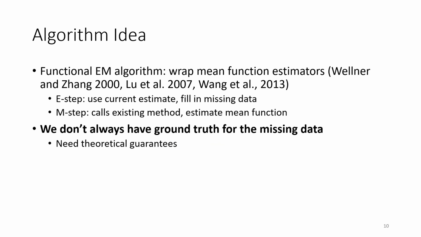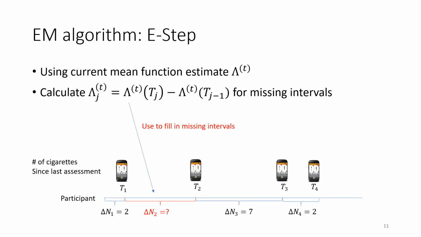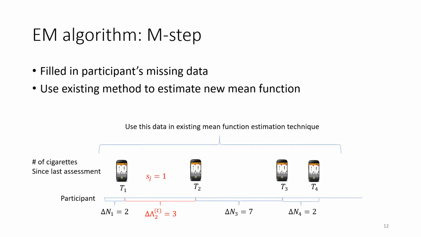So the high-level algorithm idea is a functional EM algorithm where we wrap existing mean function estimators. In the E step, you use the current estimate, you impute your missing data. In the M step, you call an existing method and estimate a new mean function. Now, we don't always have a ground truth for the missing data, so we need theoretical guarantees. And in more detail, in the E step, we use our current estimate to fill in missing intervals. In the M step, we take the filled in data and use an existing method to estimate a new mean function.